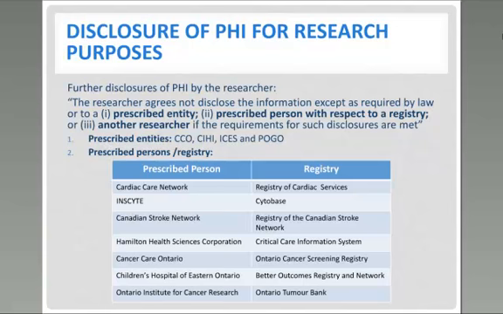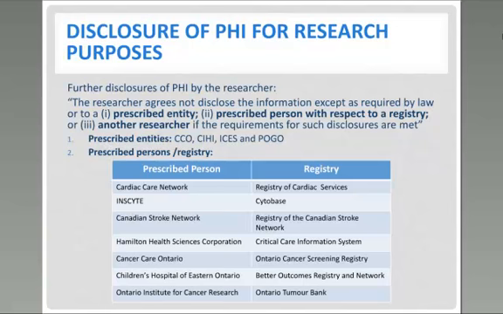So, for example, there are really three circumstances, apart from those where you're required by law to disclose, where you as the researcher can further disclose the PHI that you received from your hospital. So, you can disclose to a prescribed entity here in Ontario. Here in Ontario there are 4.